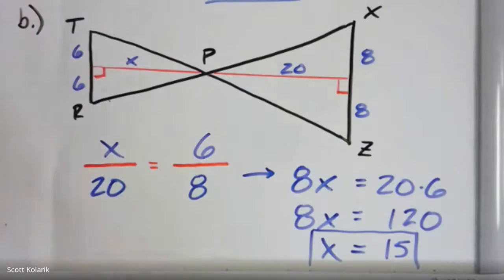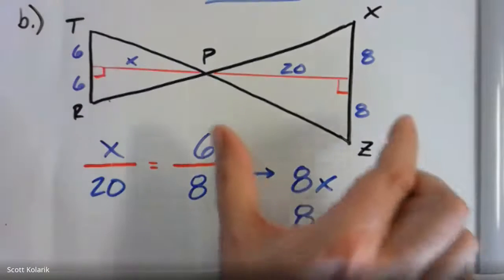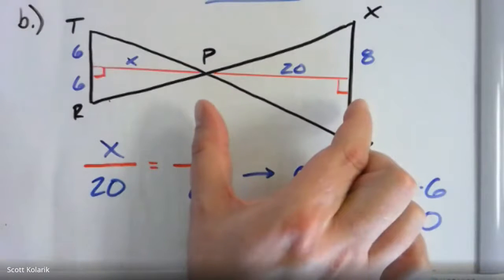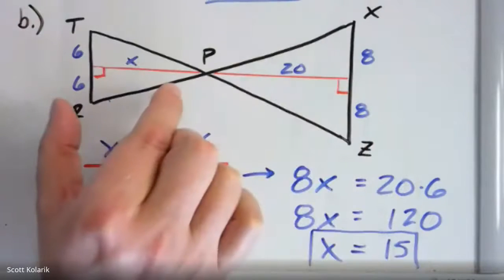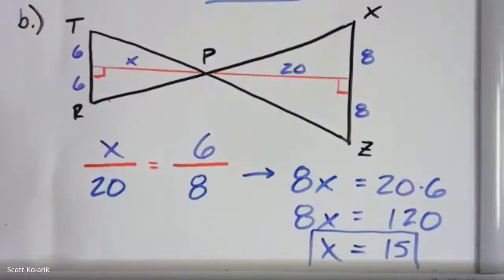So what is the meaning of that scale factor K, that 3 over 4? That would be taking this larger XPZ triangle, multiplying it by 3/4 to get this slightly smaller RPT version of itself. All right, and those are our 2 examples for today.